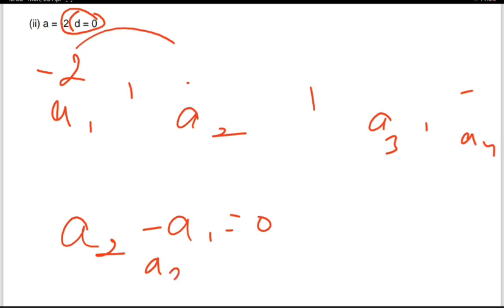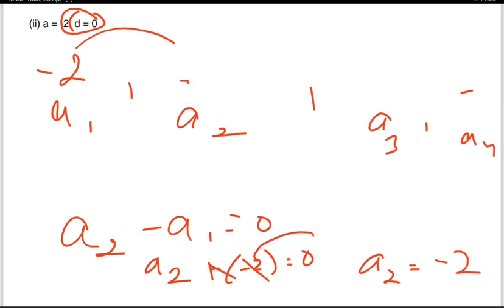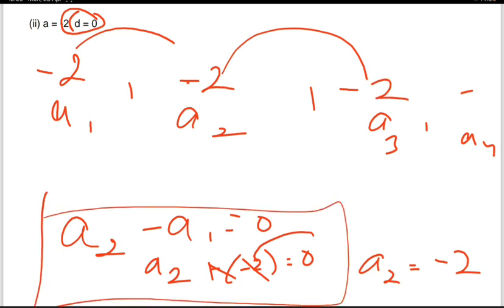So you don't know A2, you need to find it. A1 is minus 2. A2 minus of minus 2 is equal to 0. So A2 is, minus minus cancels, changes to plus 2. If you take it to the other side, it changes to minus 2. So you found that it is minus 2. And all the terms of the AP are minus 2, because if you subtract A3 minus A2, you should get 0. So in order to get 0, you should write only minus 2. That's what we found here, and here also minus 2.